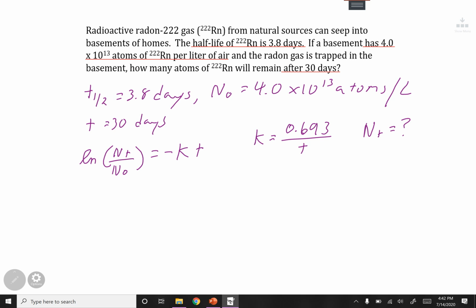So how can we determine our constant? Well, just using our k equation, we know that k is equal to 0.693 over 3.8 days. Okay, so our k value will be 0.182 days to the minus 1, or 1 over days, however you want to write it.